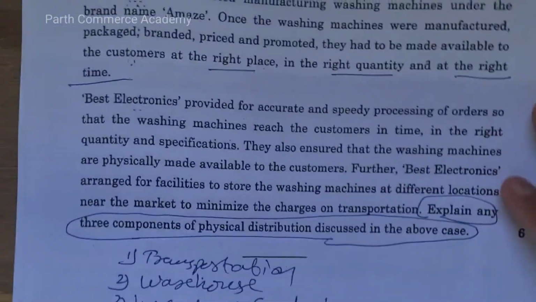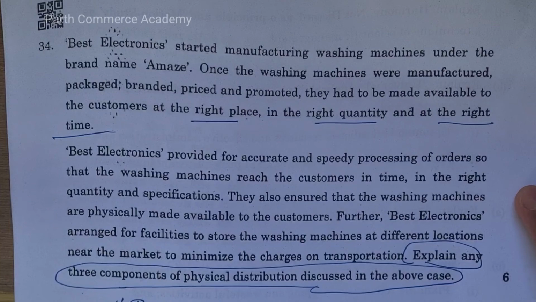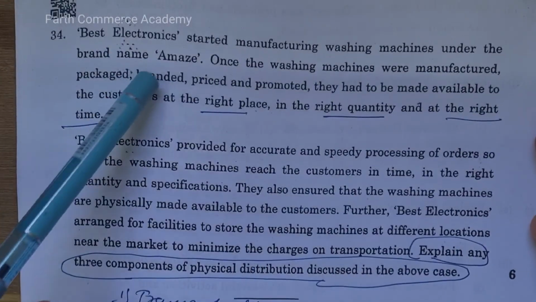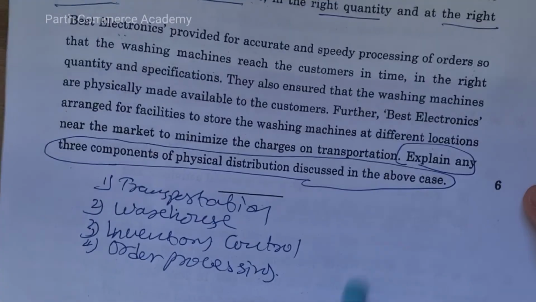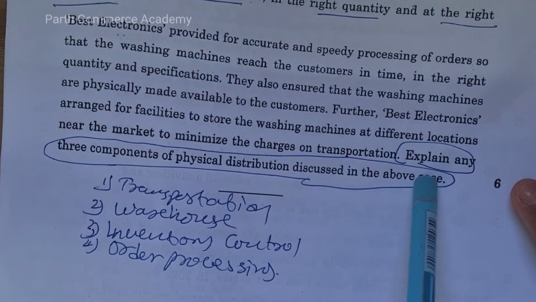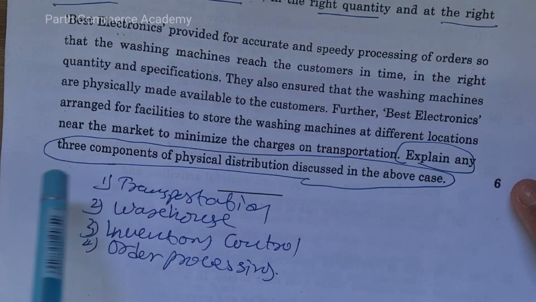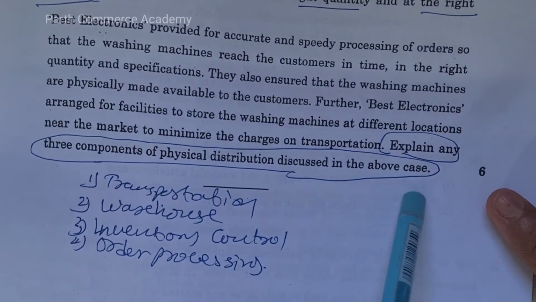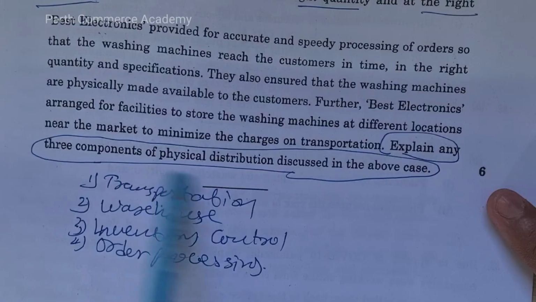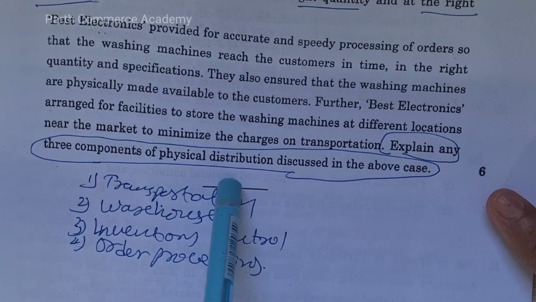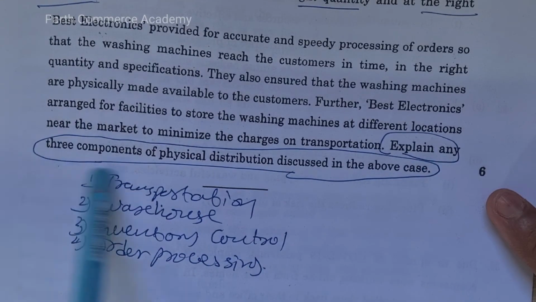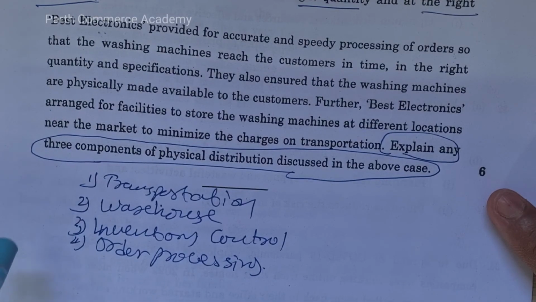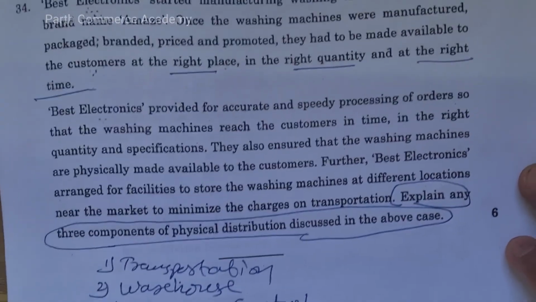The last question is very important and also very confusing, but there is no need to worry. After reading the case study, in the last line we can see: explain any three components of physical distribution discussed in the above case. So the question is already clear, they are talking about any three. So we can explain transportation, warehousing, inventory control, order processing, etc.